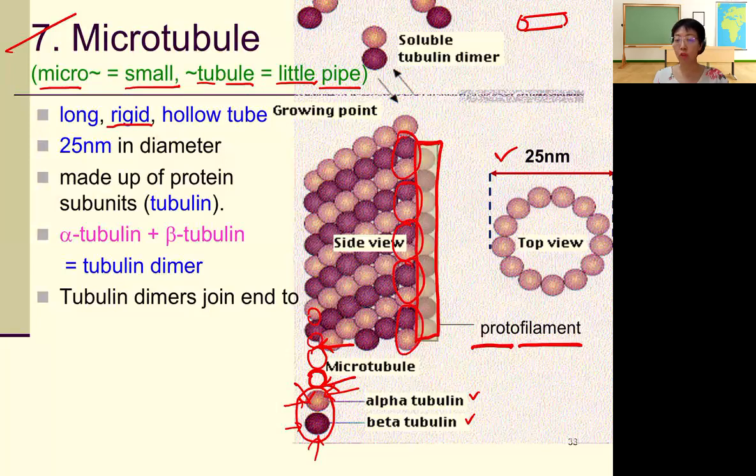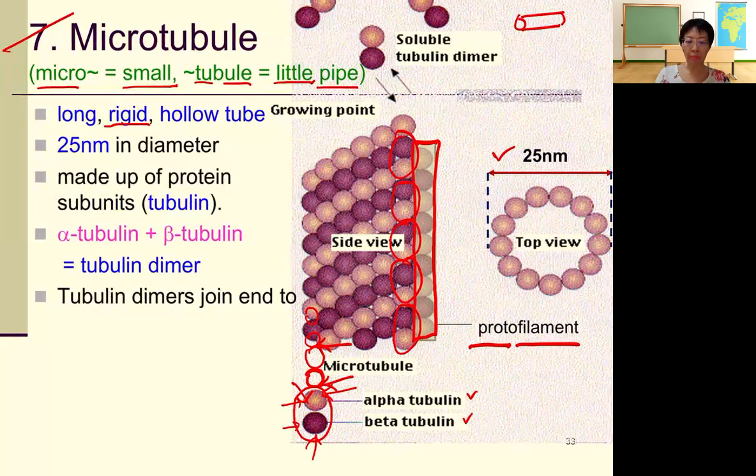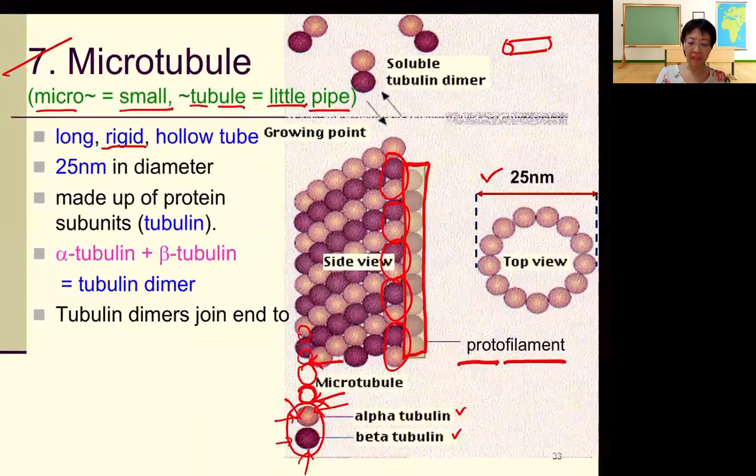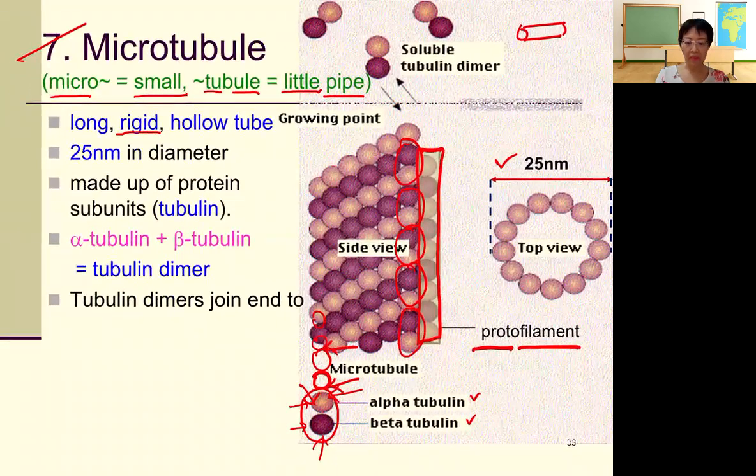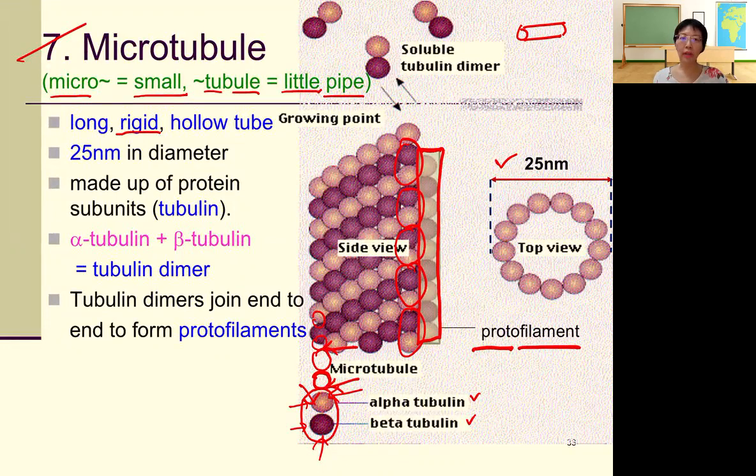It's like a strand, like a string. You put all the necklace together in one line, right? So this is a string, and your necklace has pink color and white color, a string of pearls with alternating pink and white. So we call this protofilament. So tubulin dimers join end to end to form the protofilament.